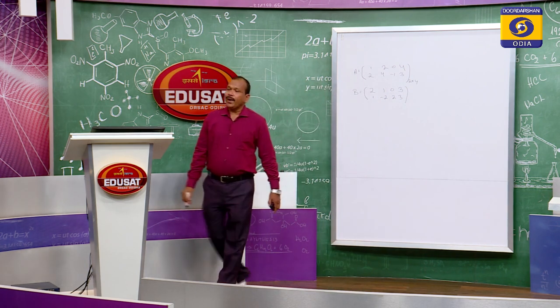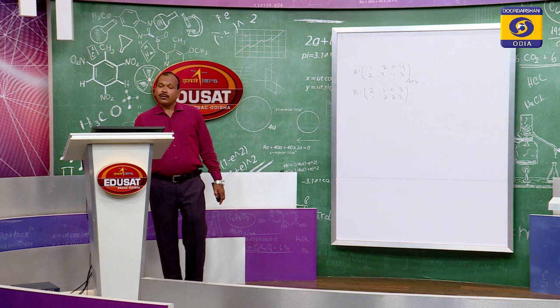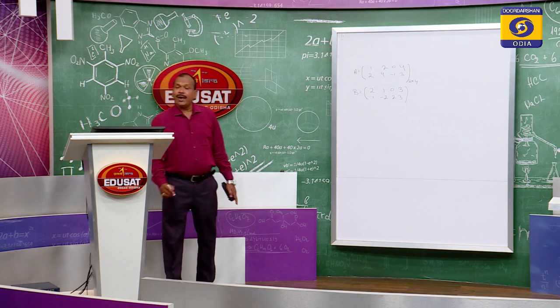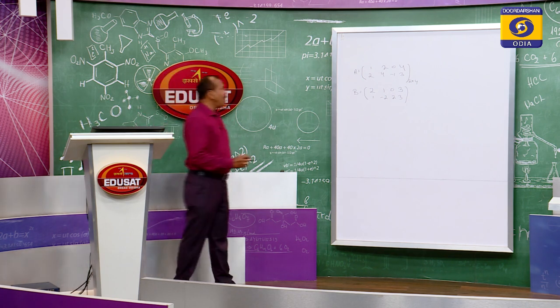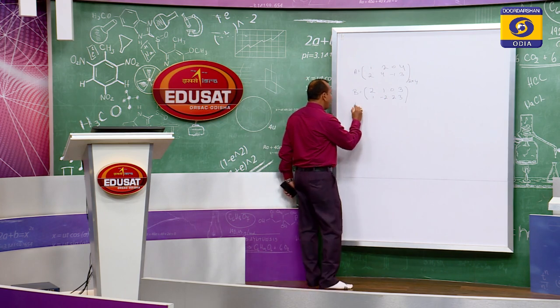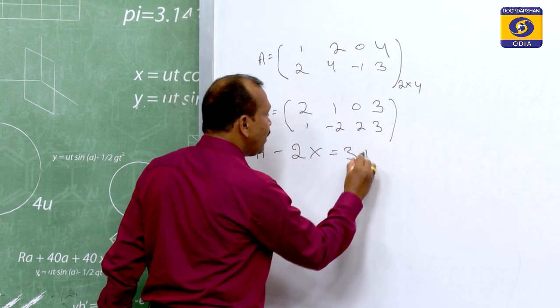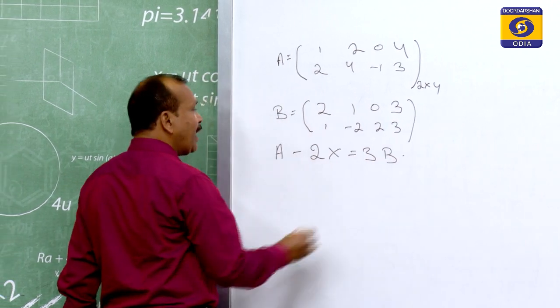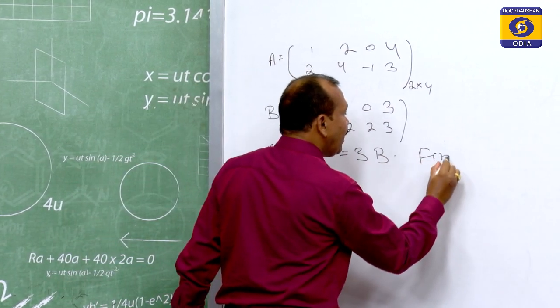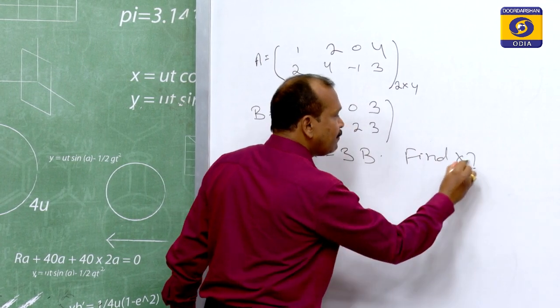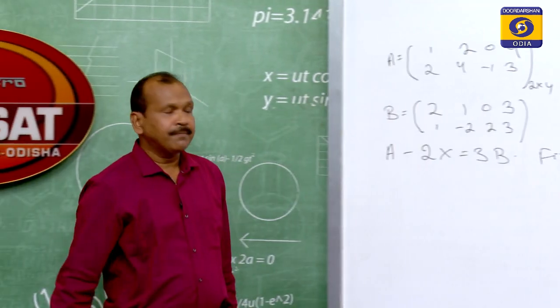We have to find x. Both A and B are 2 cross 4 matrices. We have to find x such that A minus 2x is equal to 3B. Find the x matrix.